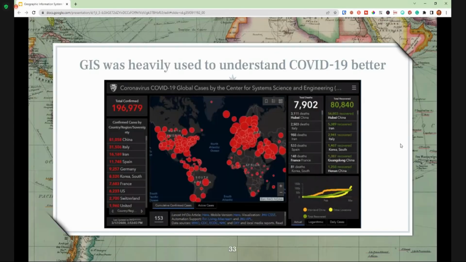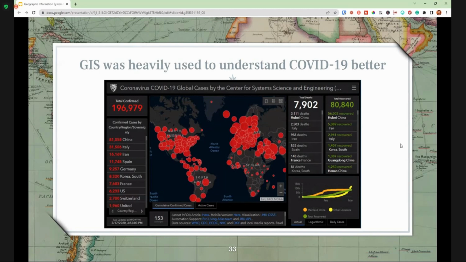GIS was also heavily used to understand COVID-19 better. During the early days of COVID, maybe you've seen this map everywhere on Facebook, on social media. This is a map from Johns Hopkins University. They used ArcGIS to create this dashboard. So this is an example of a dashboard.